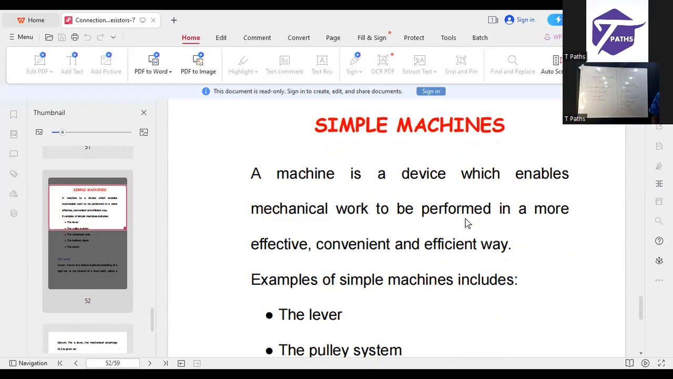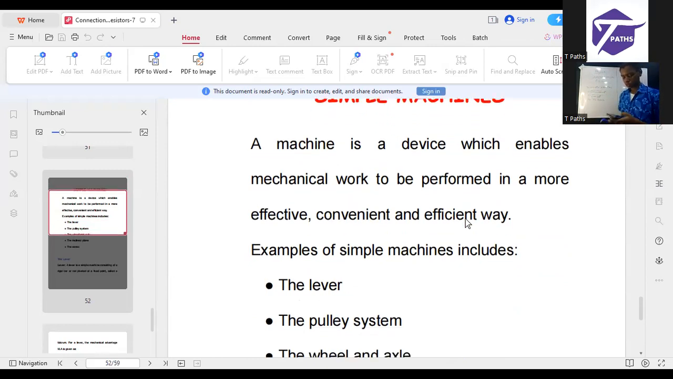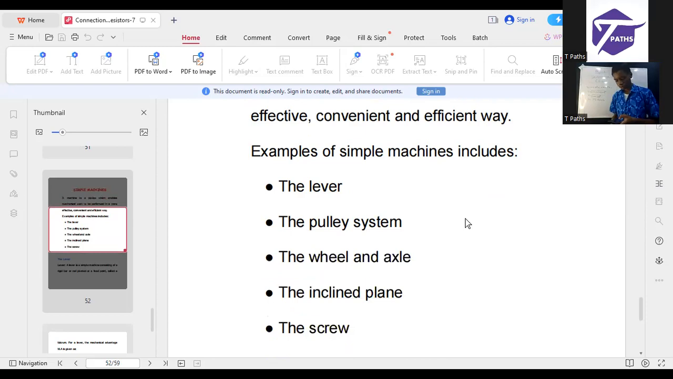Okay, what is a machine? A machine is a device which enables mechanical work to be performed in a more effective, convenient, and efficient way. Examples of simple machines include the lever, the pulley system, the wheel and axle, the inclined plane, and the screw. We take them one after the other, so we'll start from the lever.